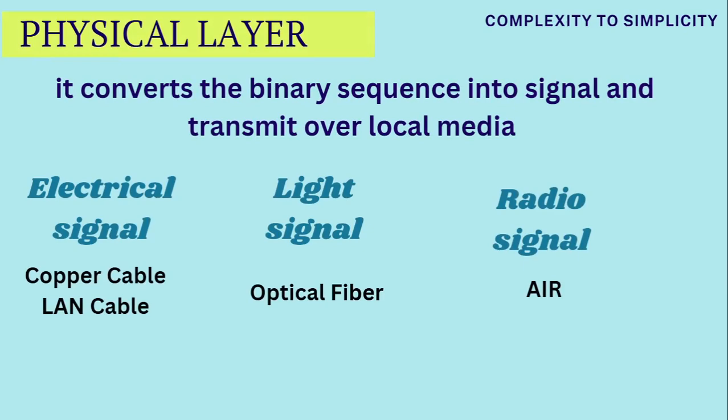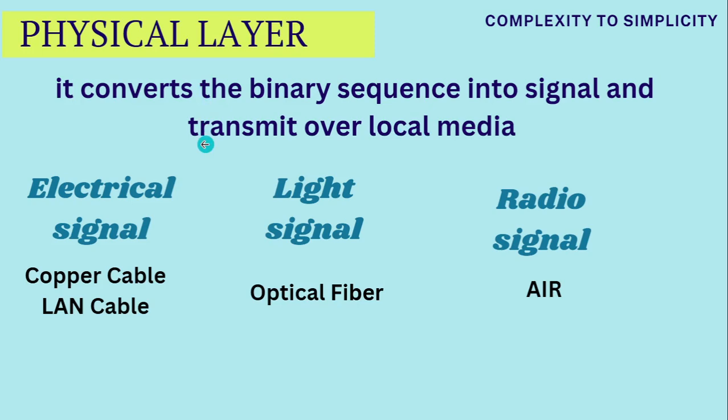Friends, till now we have gone in sequence from the application layer up to the physical layer. So let's revise or conclude it. Data from the application layer is first segmented by the transport layer, placed into packets by the network layer, and framed by the data link layer. So these are the processes that are done from layer to layer. And now the physical layer converts the binary sequence into signal and transmits it over local media.